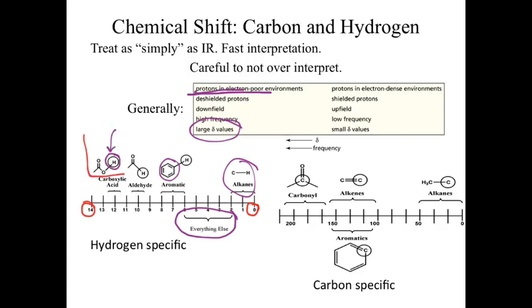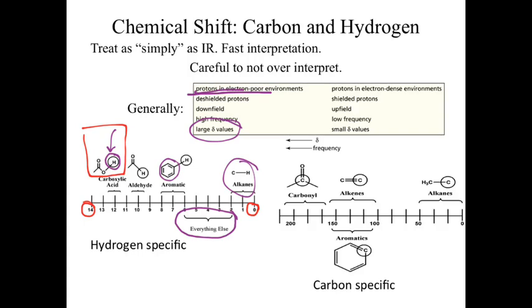All right, let's try it again. What functional group do we have there? It's a carboxylic acid. Acids free up what? H+. How many electrons does H+ have? None. So of course its value shifts to a really high frequency because there are no electrons around it.